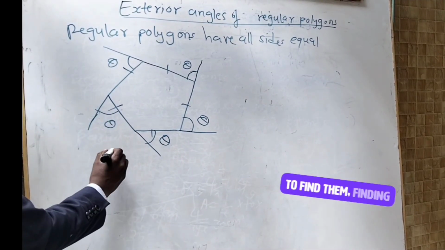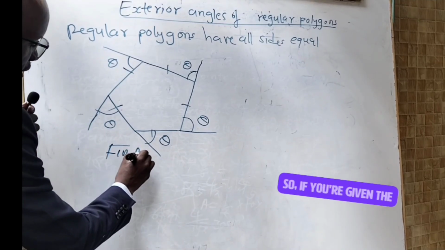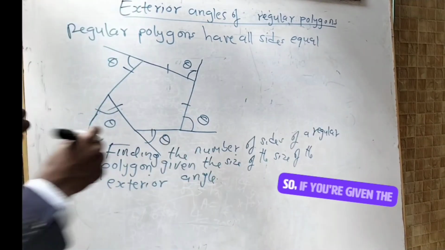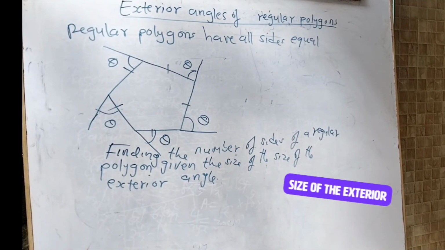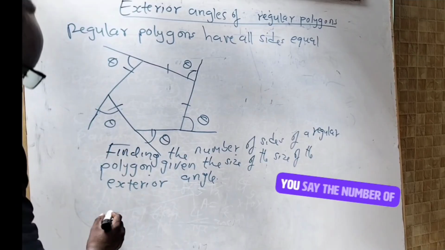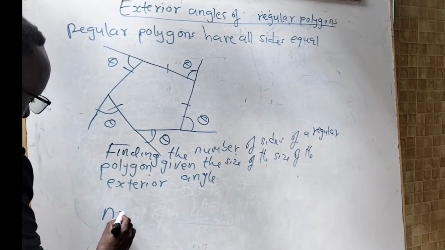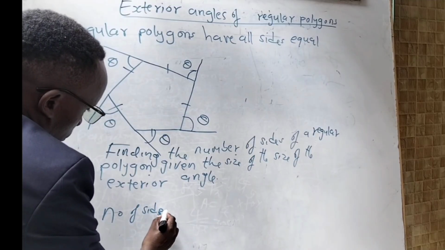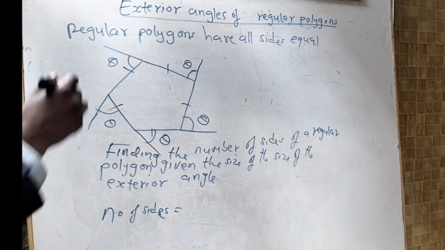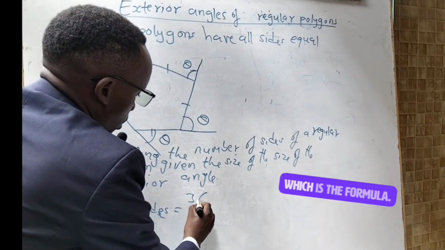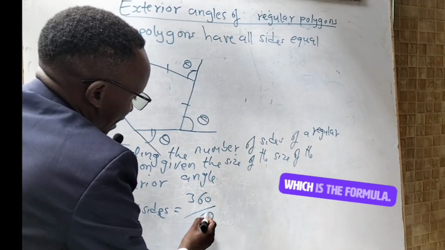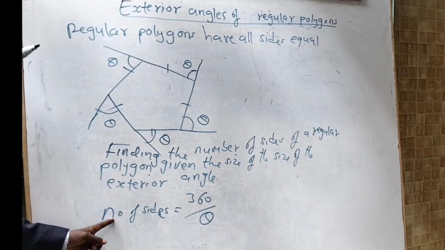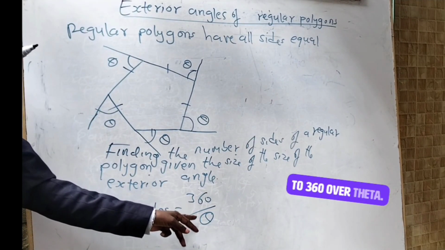So if you are given the size of the exterior angle of a regular polygon, how do you find the number of sides of the polygon? This is how you find it. The number of sides is equal to 360 over theta. It's the formula.